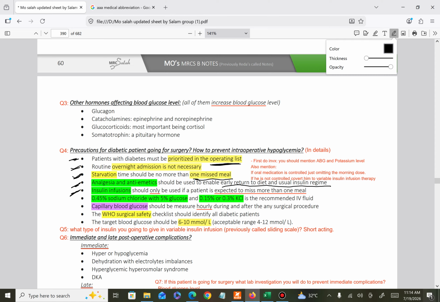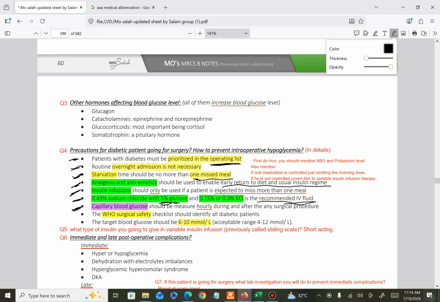Then post-operatively we have to use the 0.45% sodium chloride with 5% dextrose, glucose, and 0.15 or 0.3% KCl is the recommended IV fluid. Okay, so this is the recommended fluid.